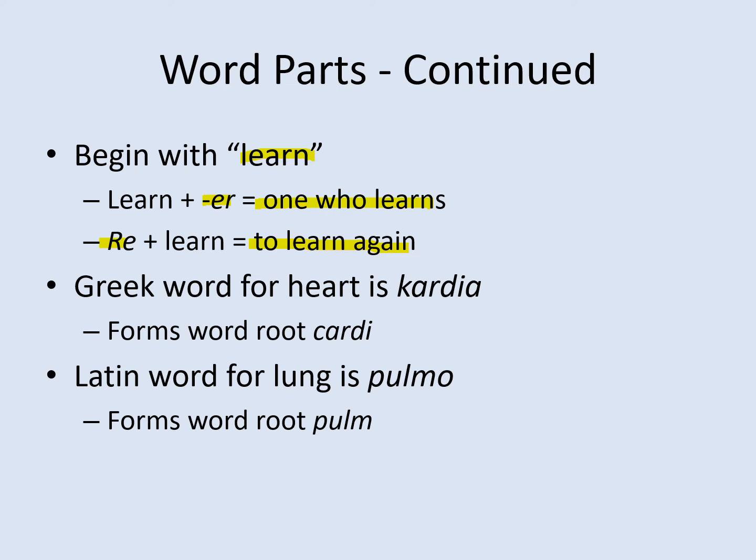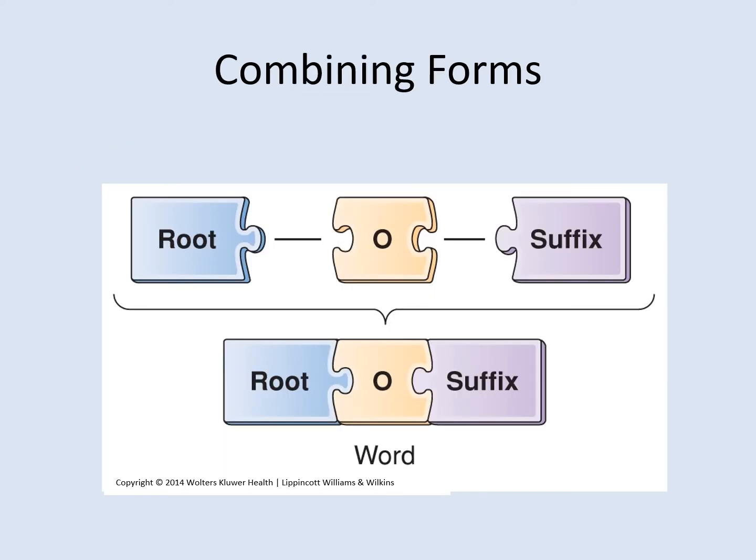So in medical terms, let's look at the word cardia. The root is cardi, and that is related to the heart. And the Latin for lung is pulmo. So it has a Latin root for the lung, pulmo. You can combine roots directly to a suffix with a combining vowel, in this case, O.